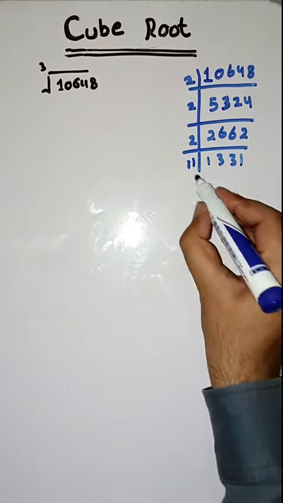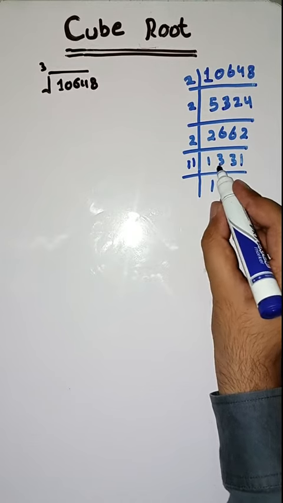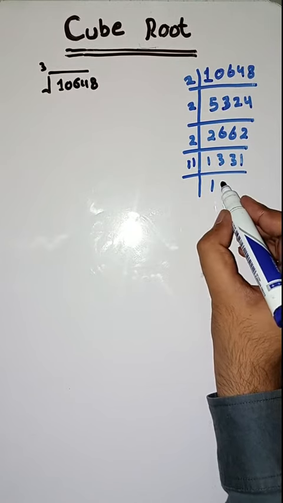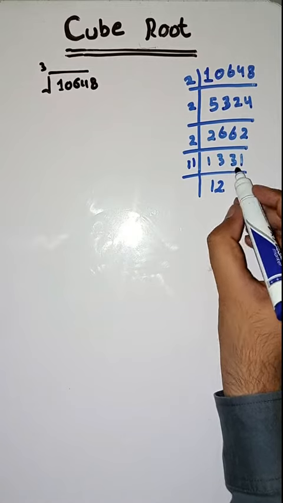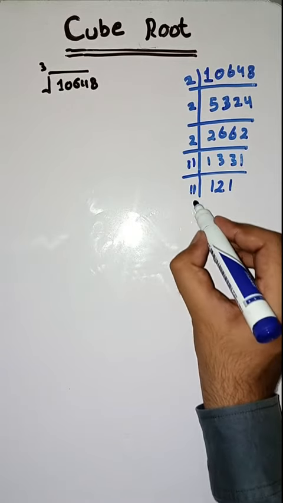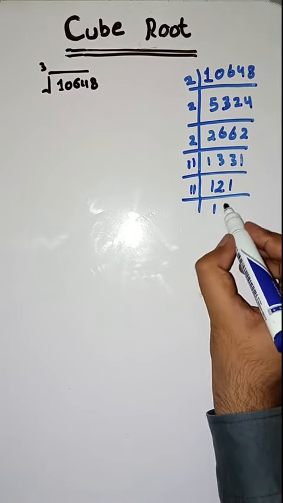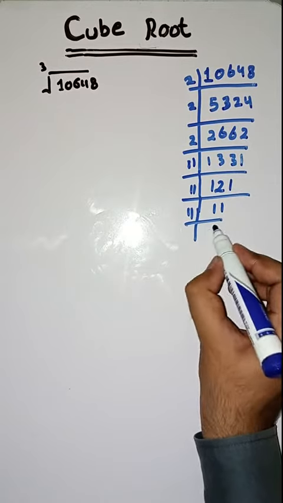Now with 11. 11 1s are 11. 11 2s are 22. Again with 11. 11 ones are 11.